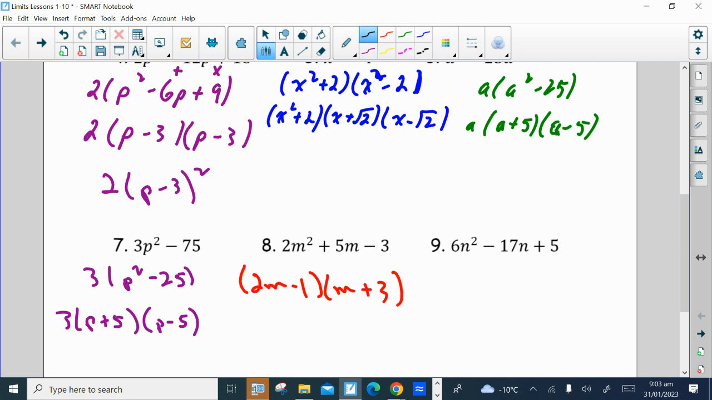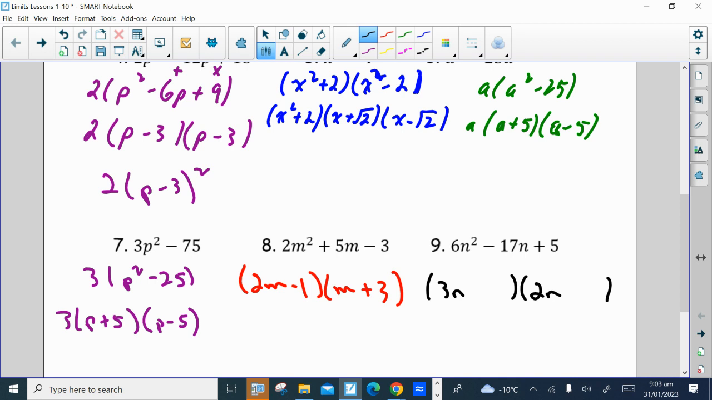Same thing with question 9. Now in this case here, what you have to look at is there are different possibilities for that first terms. It could be a 6n and a 1n or a 3n and a 2n. I normally start with the possibilities that are closest together. 3 and 2 are closer together than 6 and 1. If I can't make this work, then I'll go try and use 6n and 1n.